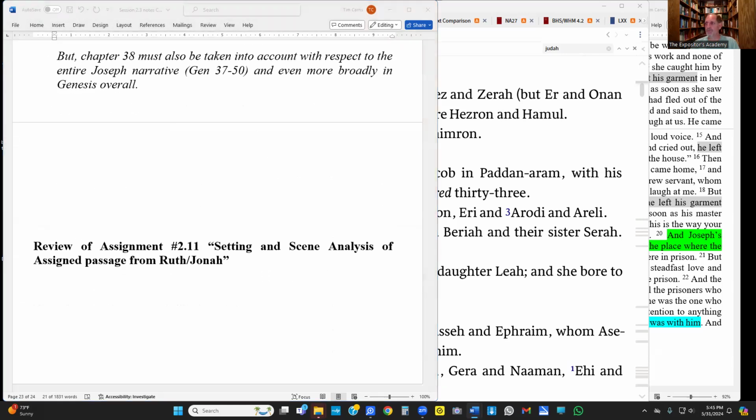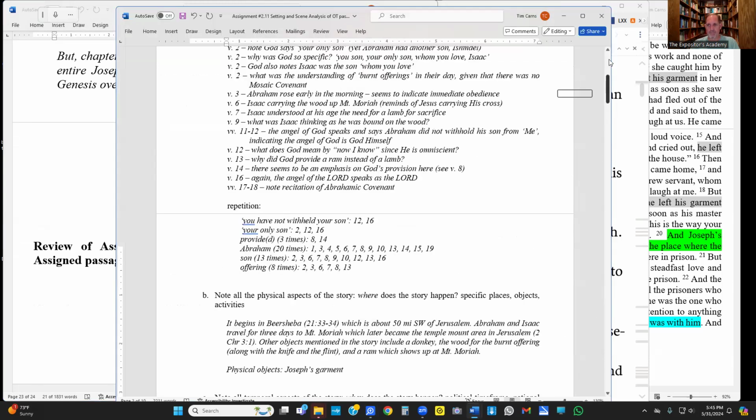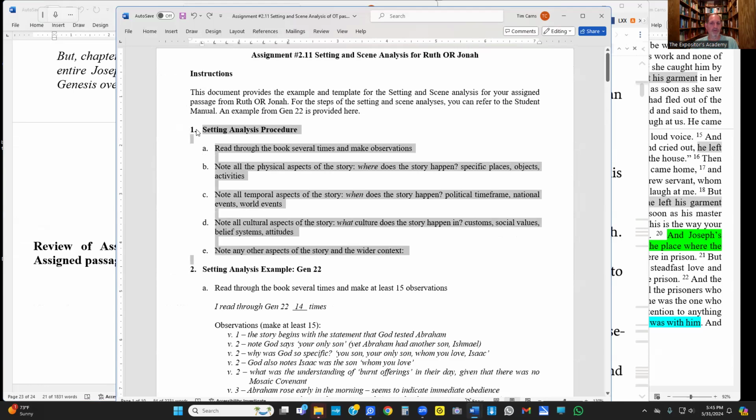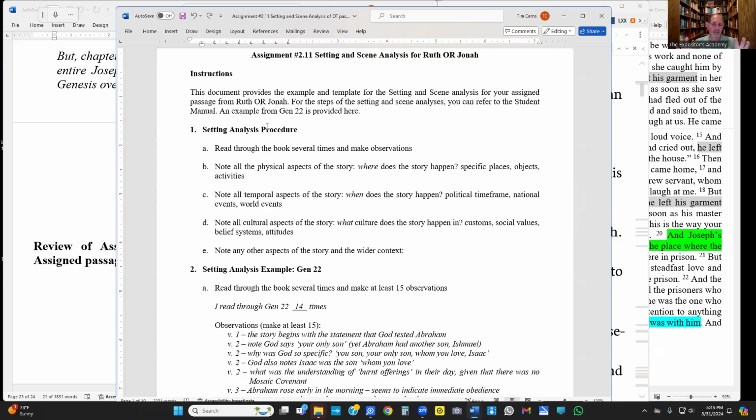Let me just show you here is assignment 2.11. All right, so the setting and scene analysis for Ruth or Jonah. And we just covered the first part here, the setting analysis. So the steps are given, but notice for the assignment, you're doing both setting and scene. All right, don't miss that. It's not just the setting analysis. You're also going to do the scene analysis for your story.